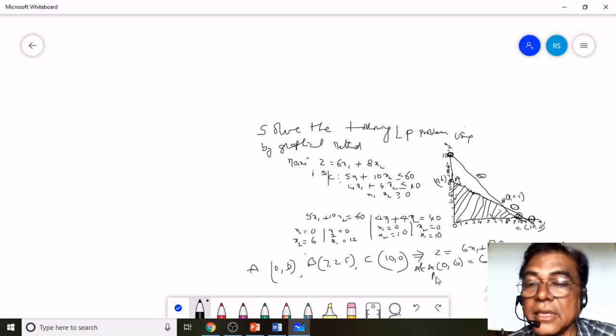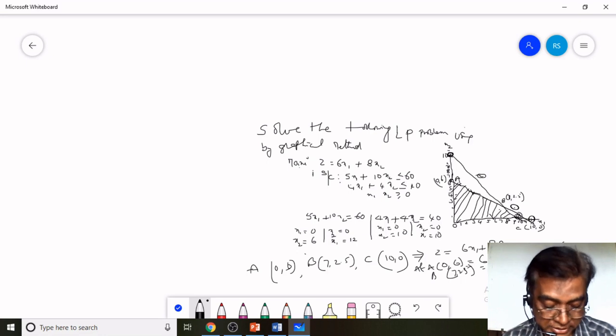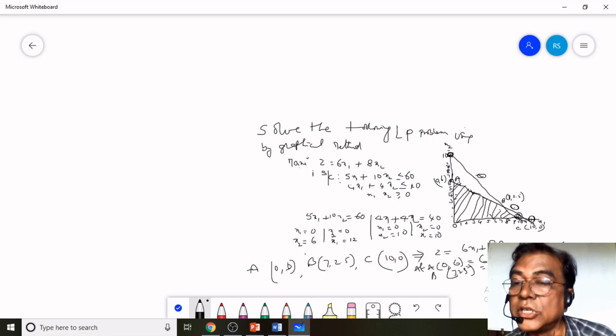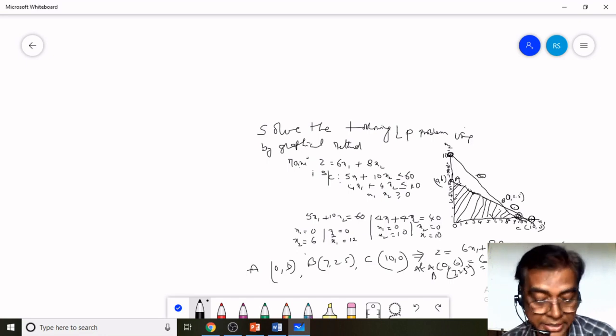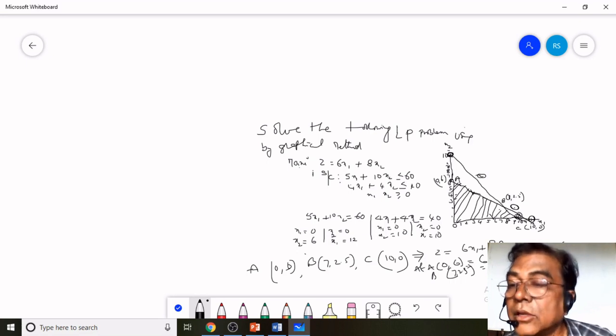At B, B means 7, comma 2.5, that is equal to 6 into 7 plus 8 into 2.5. So what is this? 42. Now please simplify the equation. So 42 plus 2.5 into 8. How much is that? 20. 42 plus 20 is equal to 62.